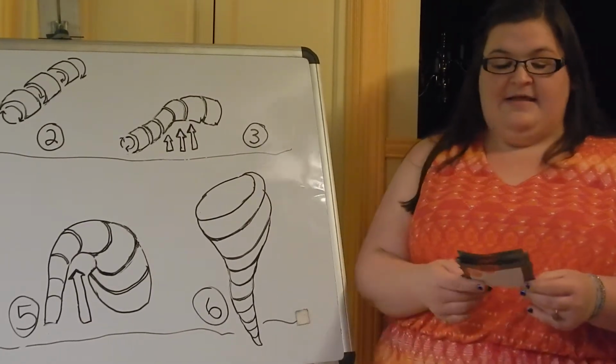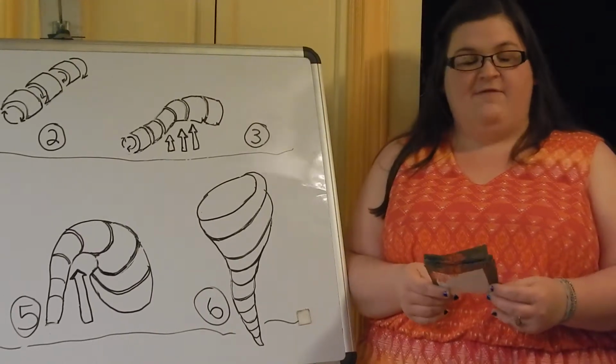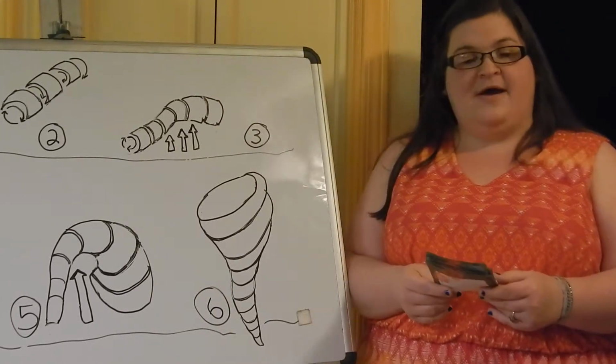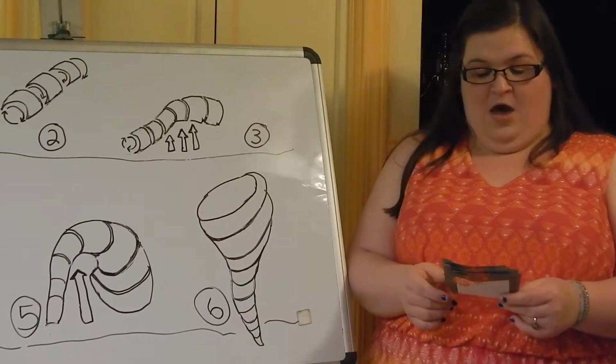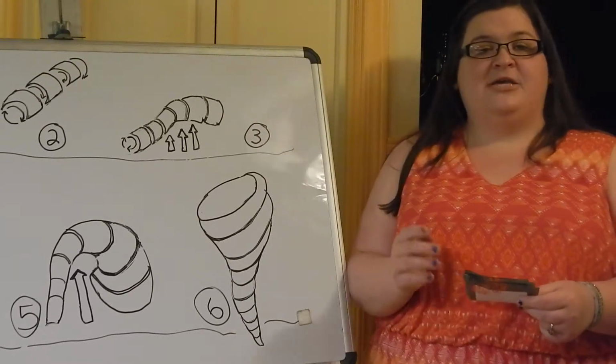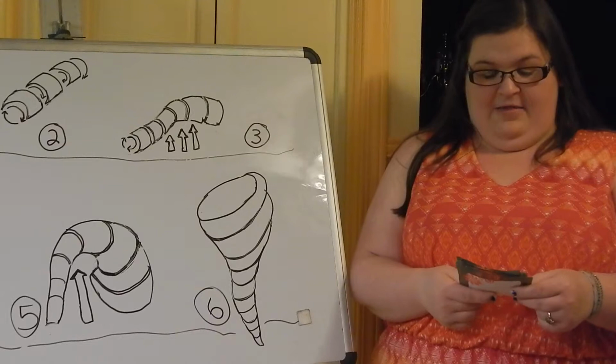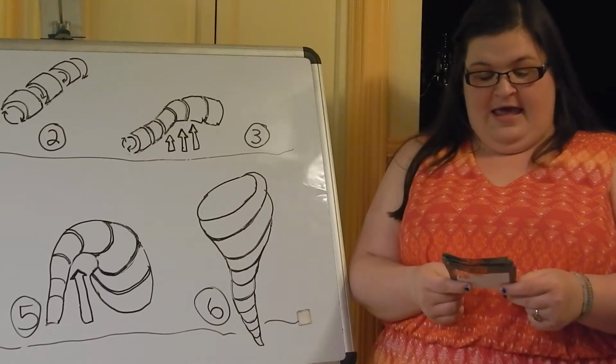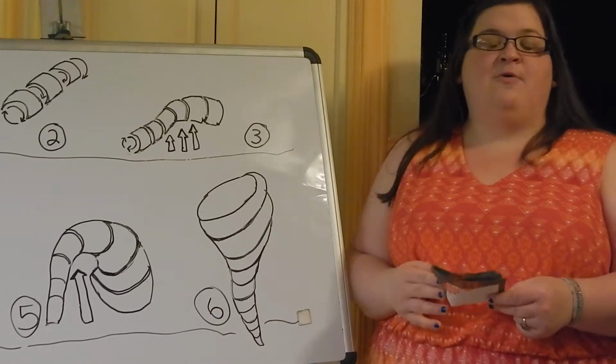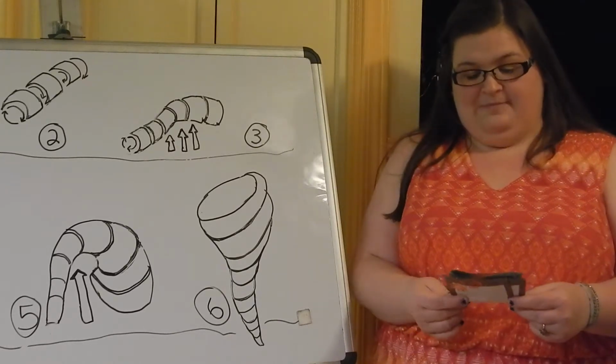And step 6. Now that the tornado is fully formed and moving in the direction of the thunderstorm winds, the pointed part of the tornado touches the ground from the cloud, which is known as a touchdown, and as it moves on, it rips up everything in its path.